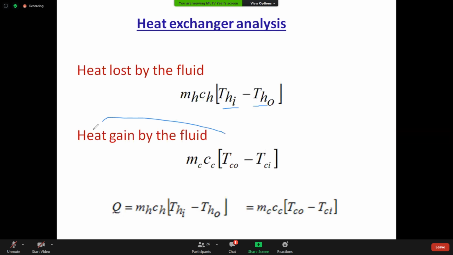Heat gained by the fluid, again mCp delta T, because we know the temperature difference. అంటే మనకు ఈ సిపి వాల్యూస్ వాటర్ అయితే కాన్స్టెంట్ గా ఉంటాయి 4.18.